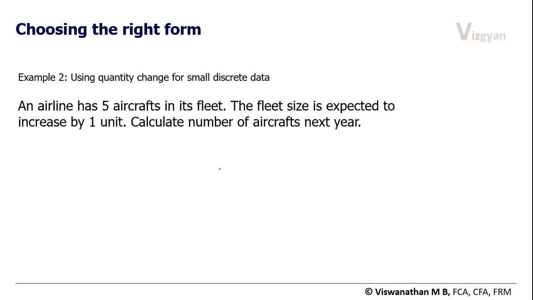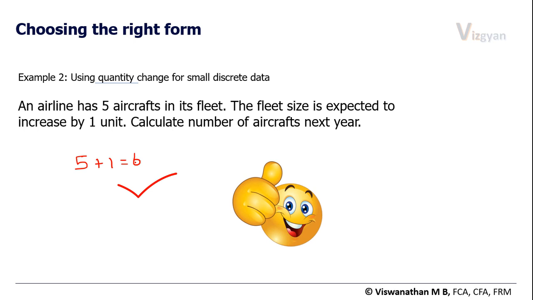But if I have small discrete data and I use quantity change, then let's see what happens. You had 5 aircraft last year and you expect to increase the fleet by 1 unit this year. So how many aircraft will we have at the end of this year? It is simply going to be 5 plus 1 equals 6, right? Pretty straightforward math. This makes sense for us because we are expressing the change in quantity for small data, and that makes absolute sense.